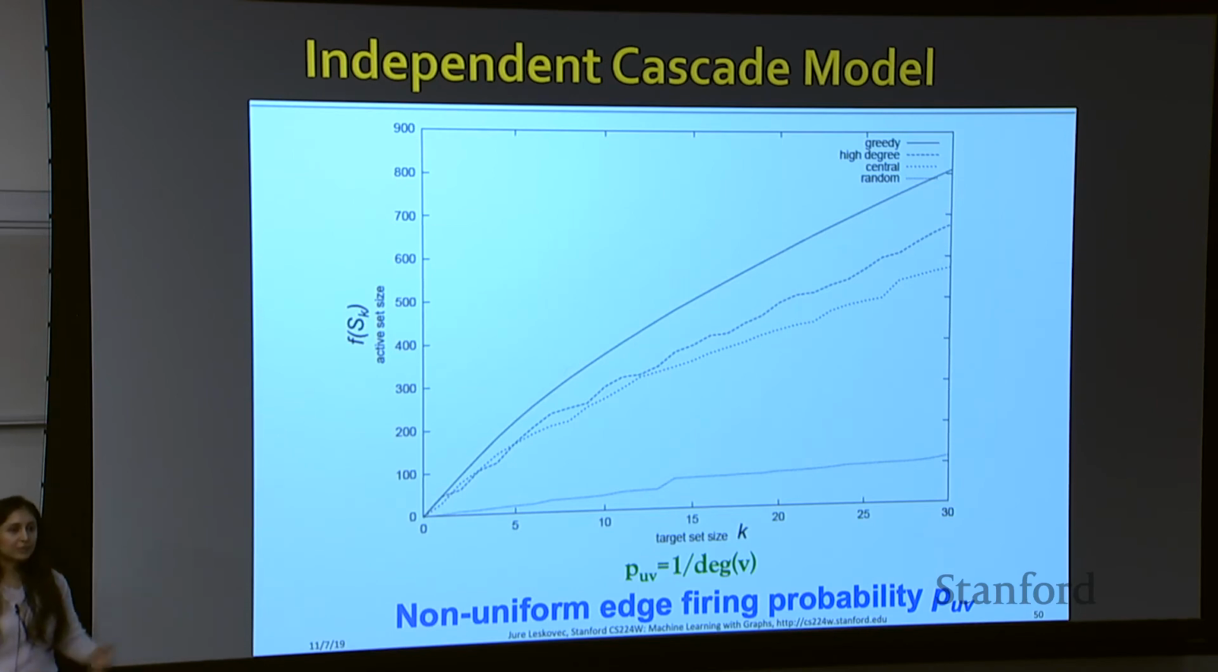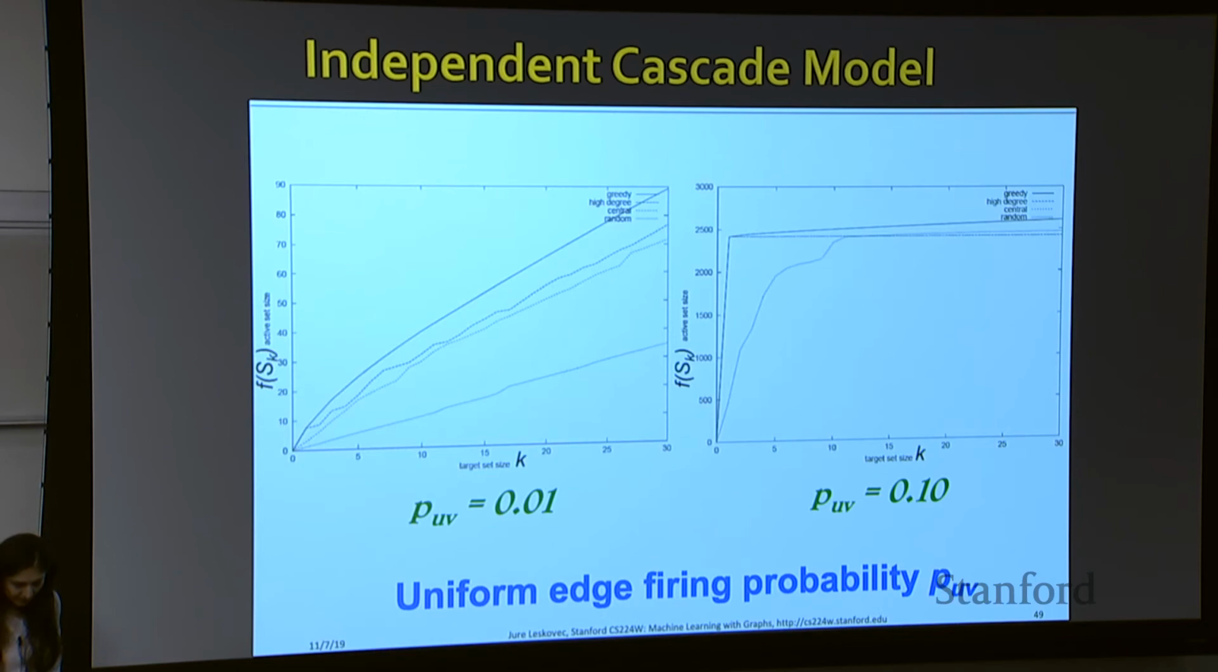So any questions so far? Submodularity, probabilities, expectations, influence maximization. Yeah. Let me read.